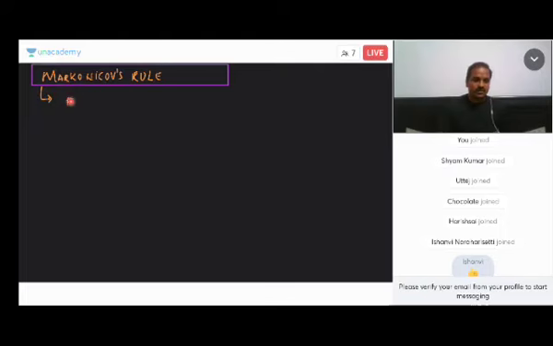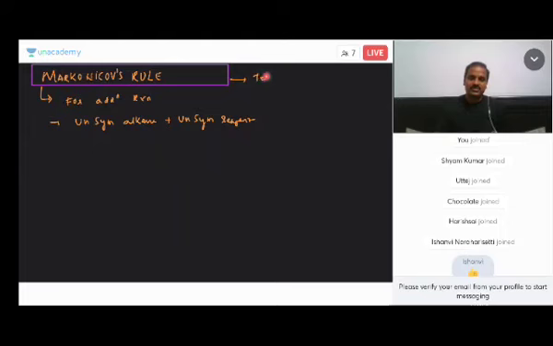So for addition reactions, and the condition is what? Unsymmetrical alkene plus unsymmetrical reagent. When these two conditions are satisfied, then we can apply Markovnikov's rule. Unsymmetrical reagent. Okay, then what is the importance of this rule?